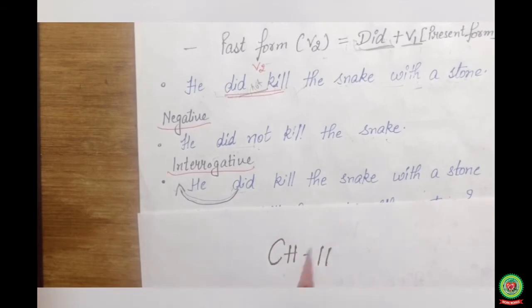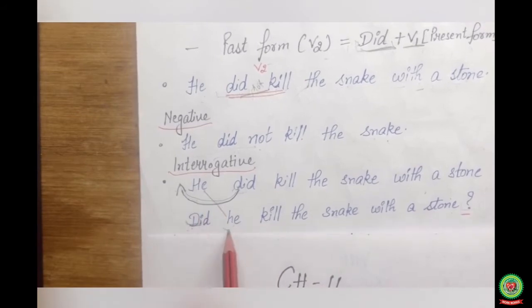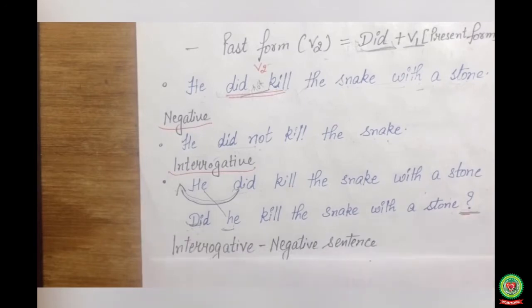But the thing is, you have to be very careful. Did, D has to be capital. He, it has come here, H has to be small. And this is very important, your question mark at the end of the sentence. And your interrogative negative, how to frame an interrogative negative. This is also very easy.